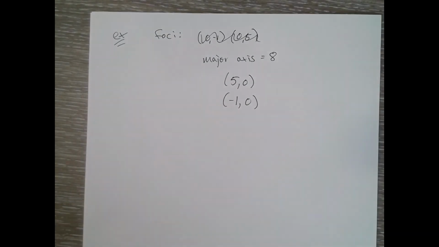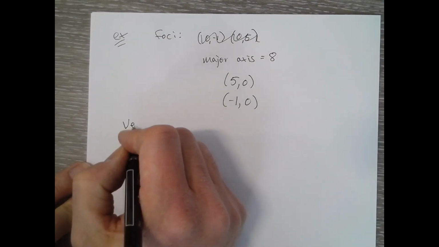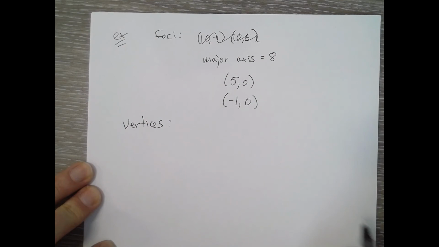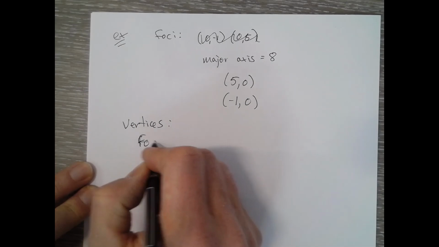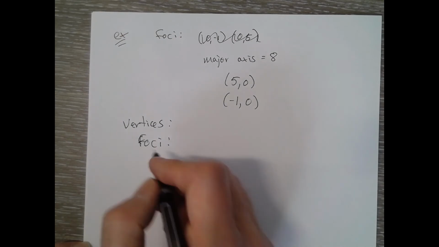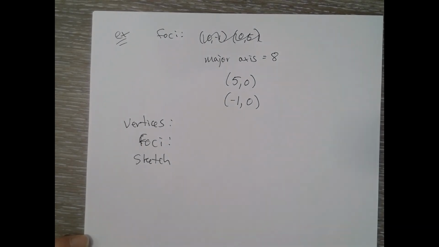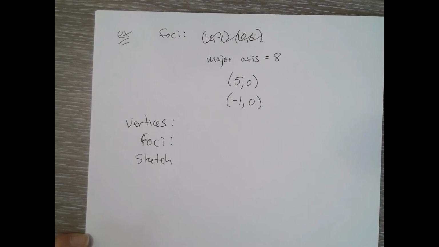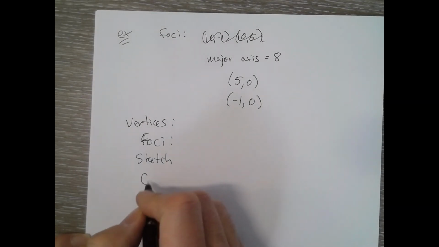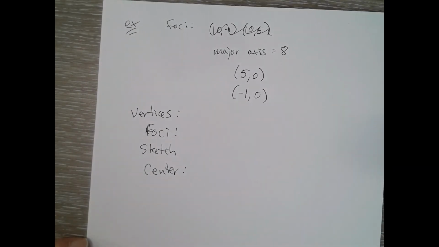All right, do some stuff with this one. Meaning, we're going to have to do a sketch. I want you to find the vertices. I want the foci. I guess we better find the center because that's not even given to us. The 5 and the -1, we don't need to find where the foci are, right? We don't need to find eccentricity.